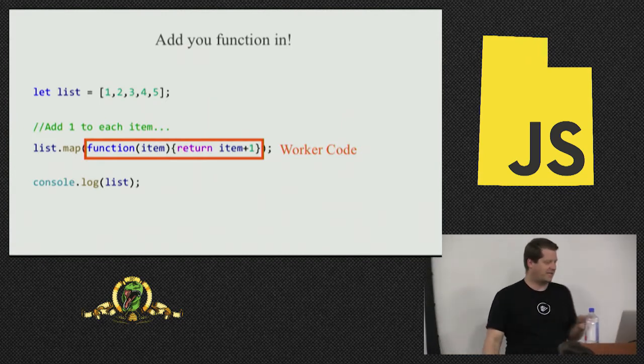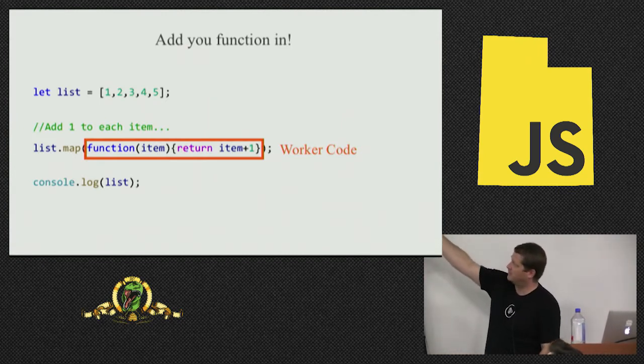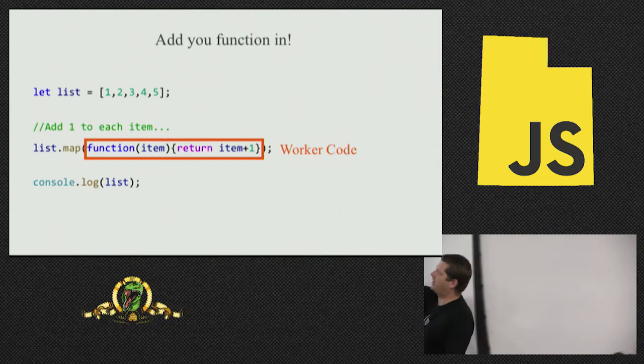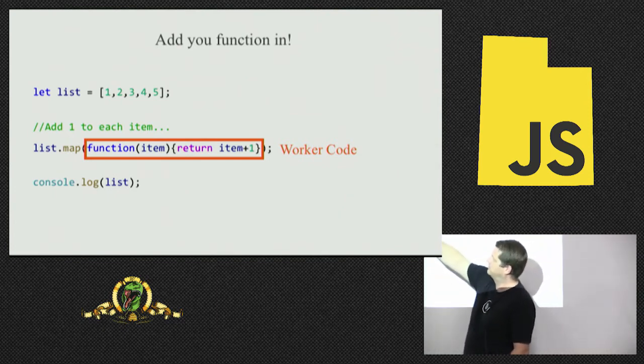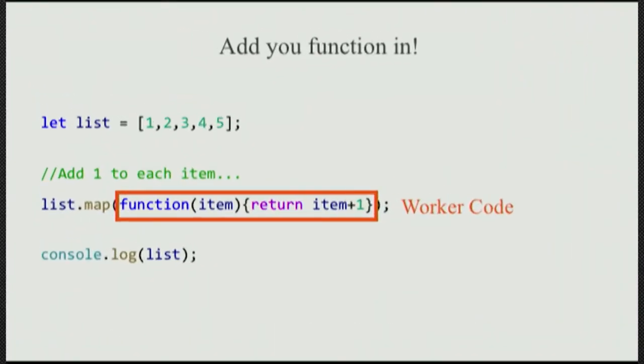Okay, so think about this. We're going to add in a function, and we're just going to say function item, return item plus 1. Item, where does item come from? Map. Map's going to hand in the item, each item, and we're just going to return back item plus 1.